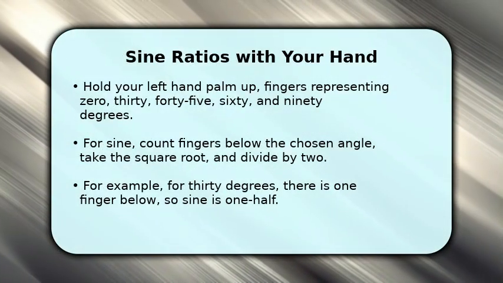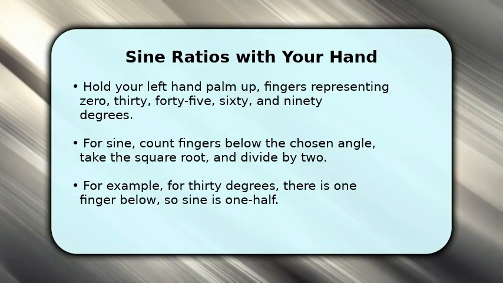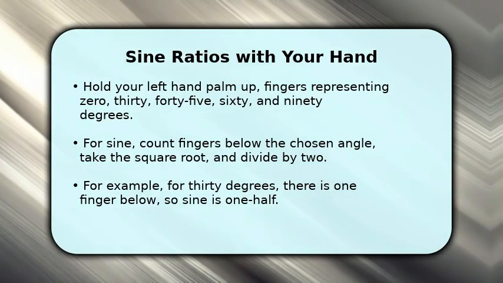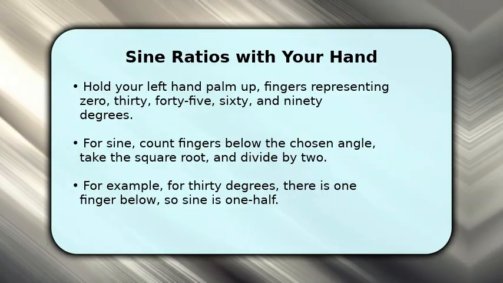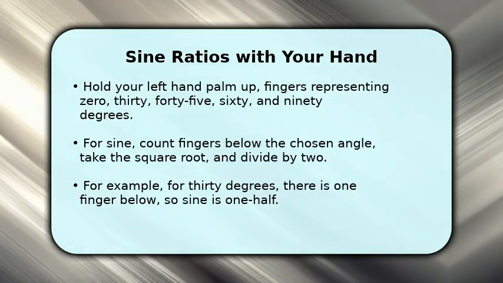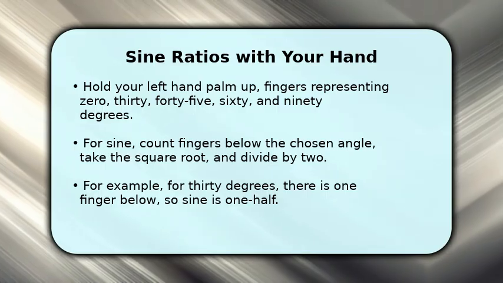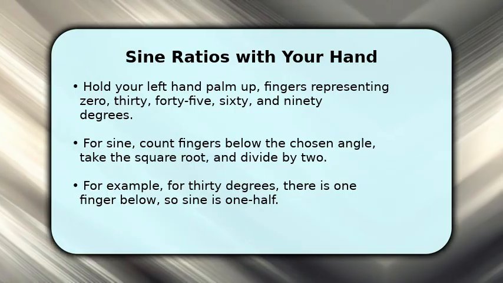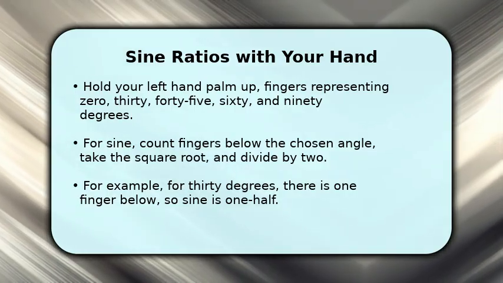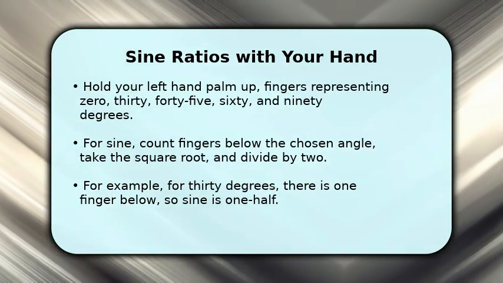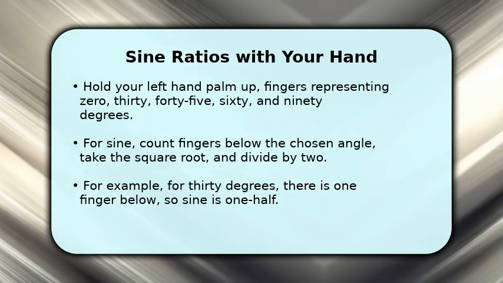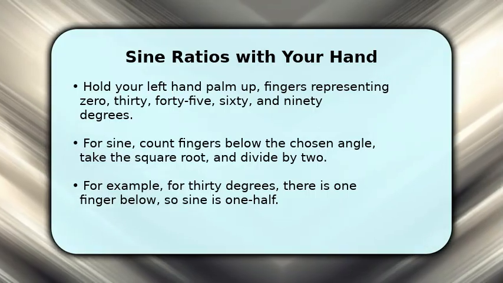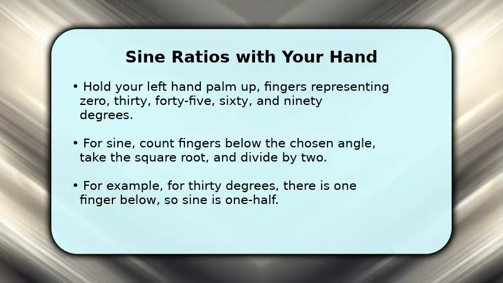Let's start with a fantastic hand trick for sine values. Hold your left hand with your palm facing you. Your pinky is 0 degrees, ring finger is 30, middle finger is 45, index finger is 60, and thumb is 90 degrees. To find the sine of an angle, count the number of fingers below that angle. Take the square root of that number and divide by 2. For instance, for 30 degrees, there is 1 finger below, so sine of 30 is the square root of 1 divided by 2, which is 1/2.